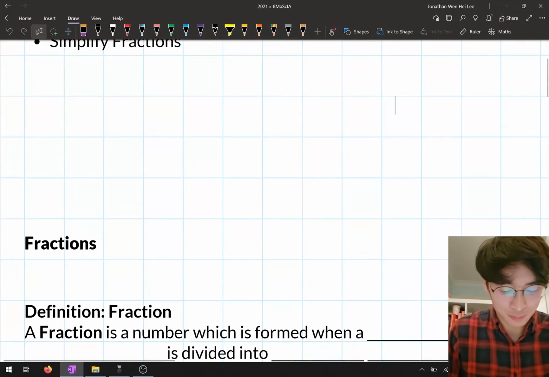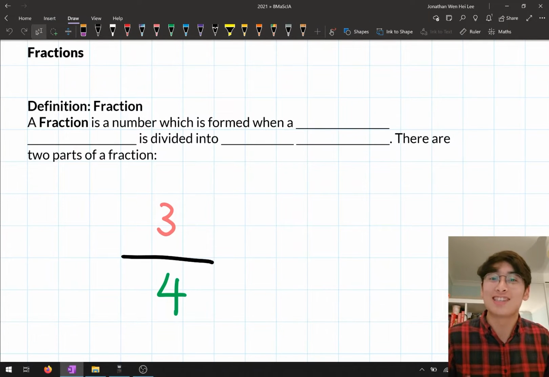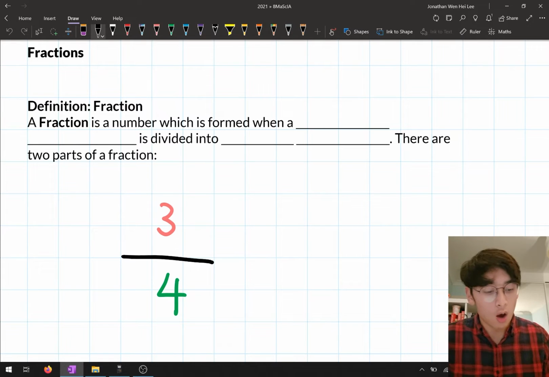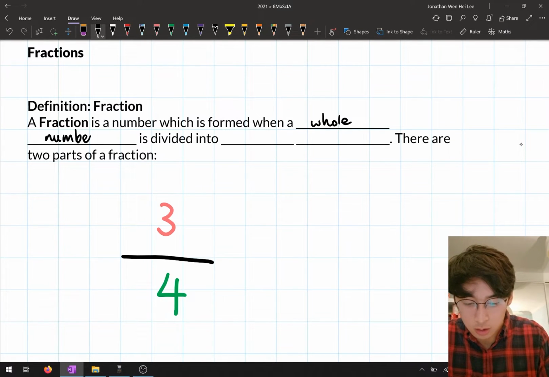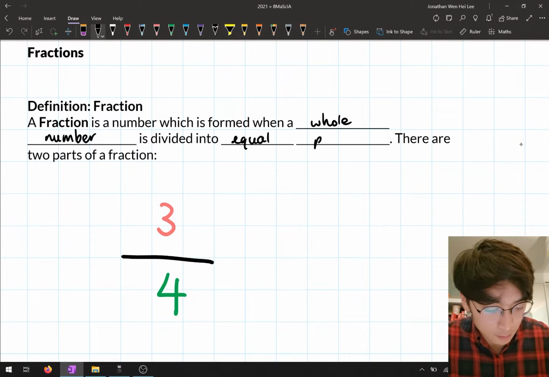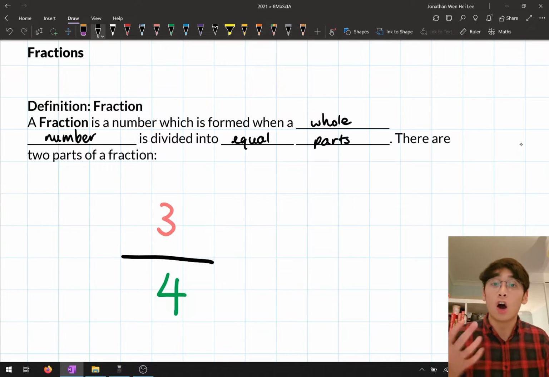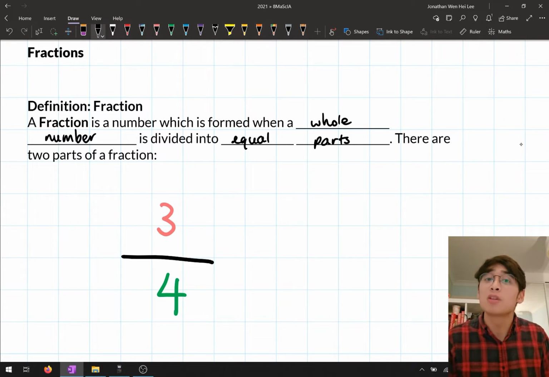Let's just quickly go through what a fraction is. A fraction is just a number. Fractions represent numbers, and this is when a whole is divided into equal parts. Imagining a whole, in primary school you might have talked about a circle representing a whole or a bar representing a whole, and we're just splitting it up into equal parts.